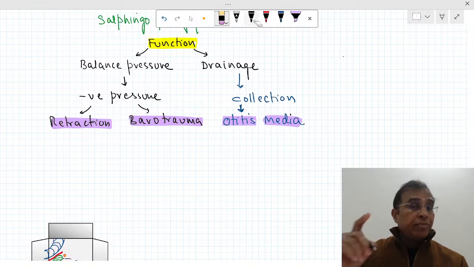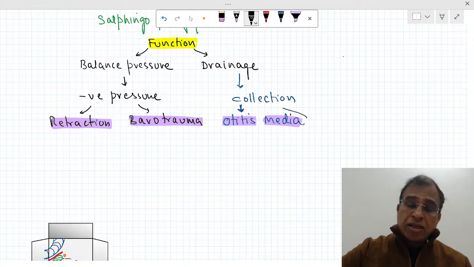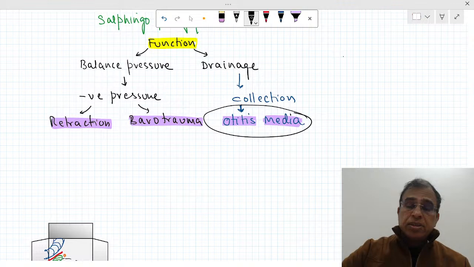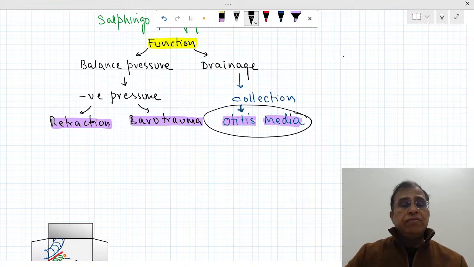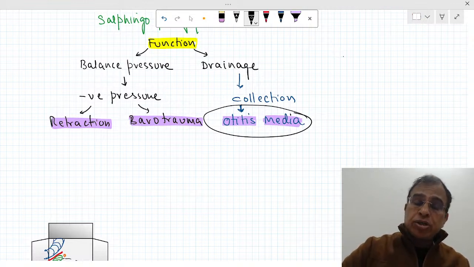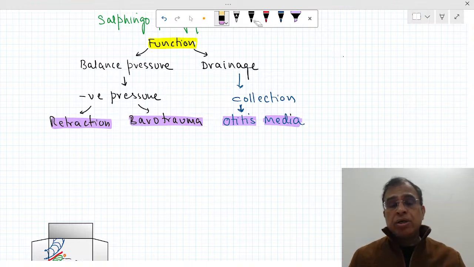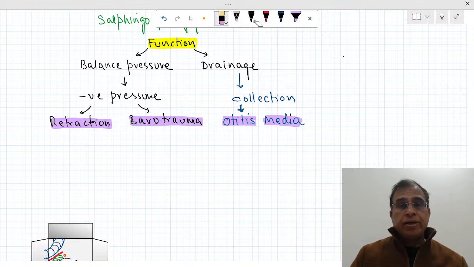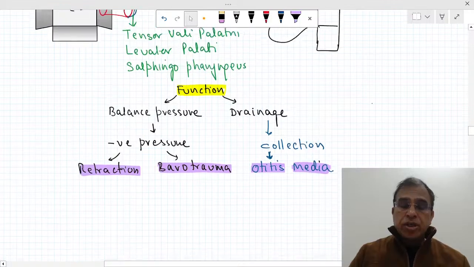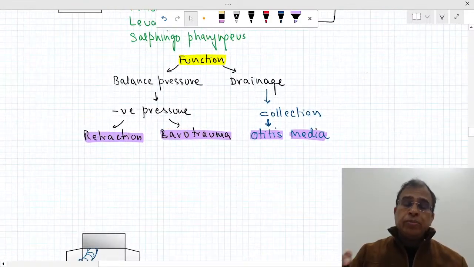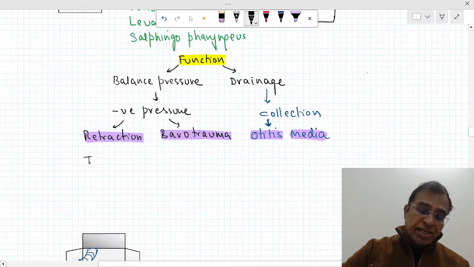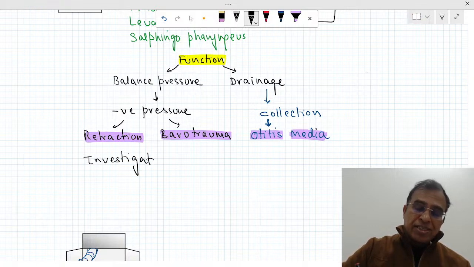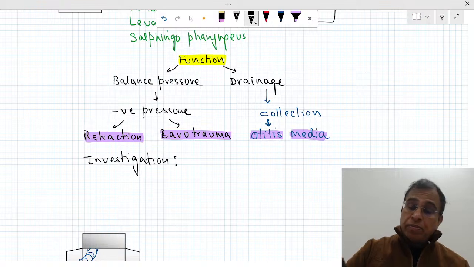But keep one point in mind, that the heart of otitis media is the eustachian tube block. If there is otitis media, one thing is sure, the eustachian tube is damaged, blocked, and that is why there is otitis media. Okay? And because the eustachian tube can lead to so many problems, you may have to investigate the eustachian tube. So which is the best investigation for the eustachian tube? There are a number of investigations. The best is tympanometry.